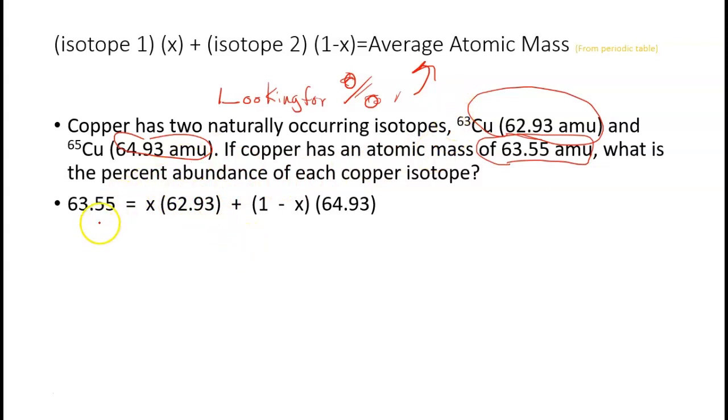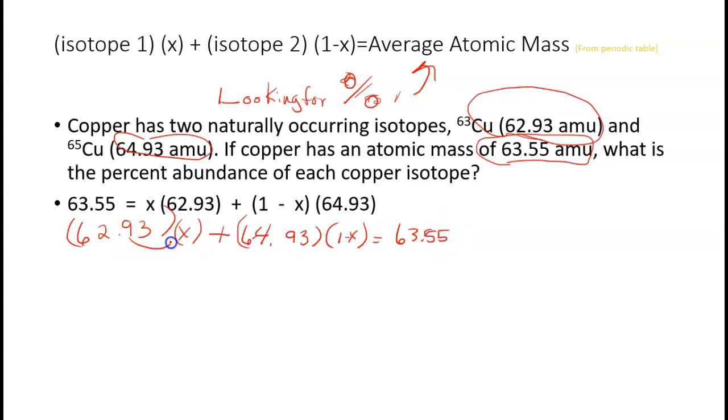So I plug in my values. I take my atomic mass and I plug it in here. And then I have my X value. Mine's a little bit different on there, so I'm going to change it up just a little bit. I'm going to take 62.93 and multiply it times X. I'm going to add it to 64.93, and I'm going to have the 1 minus X here equals 63.55.